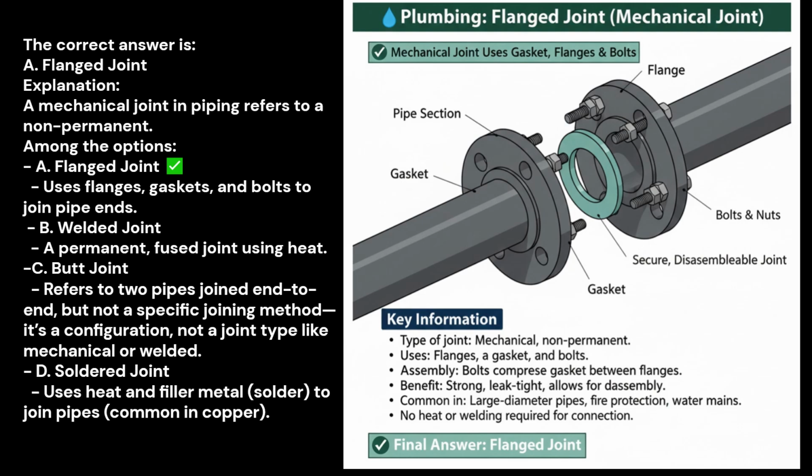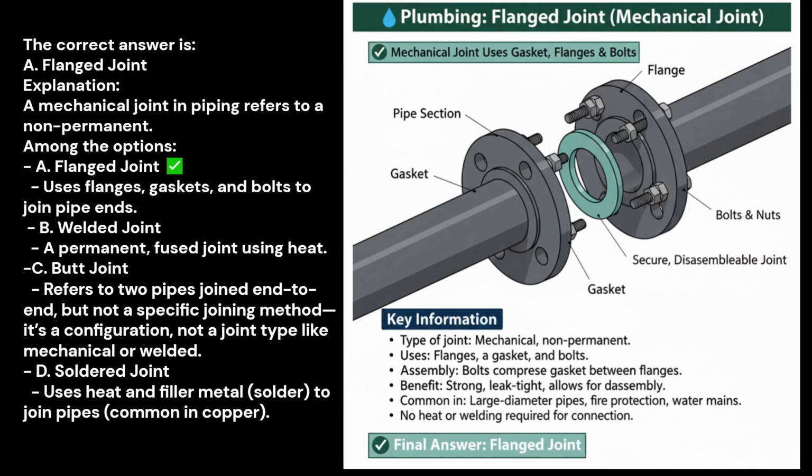B. Welded joint. A permanent, fused joint using heat. Not mechanical, it's a fusion joint. C. Butt joint. Refers to two pipes joined end to end, but not a specific joining method. It's a configuration, not a joint type like mechanical or welded. Often requires welding, soldering, or other methods to complete. D. Soldered joint. Uses heat and filler metal, solder, to join pipes, common in copper. Considered a fusion or metallurgical joint, not mechanical.